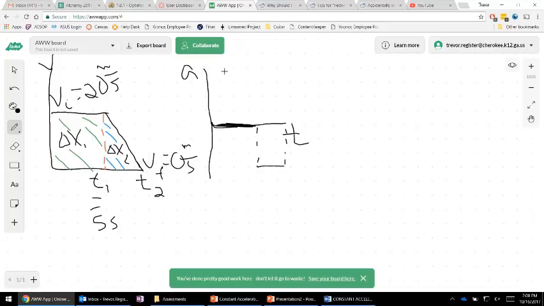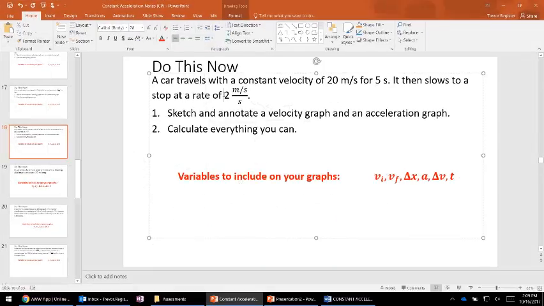Okay. So now I need to annotate the acceleration graph. So jumping over here, I've got the same value for t1, so that's 5 seconds. And I still don't know what t2 is. I know that a is going to be -2 meters per second per second. Now, if we go back here, the problem doesn't say -2.